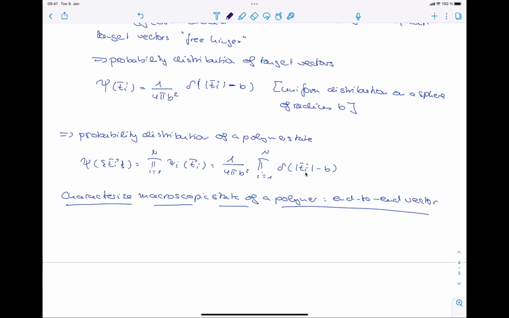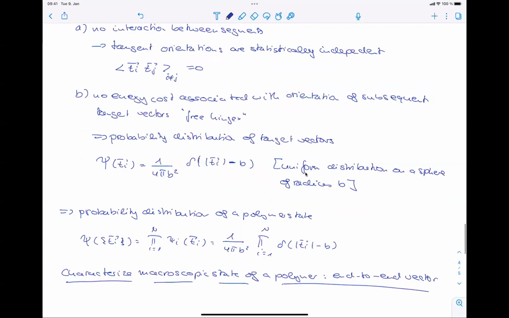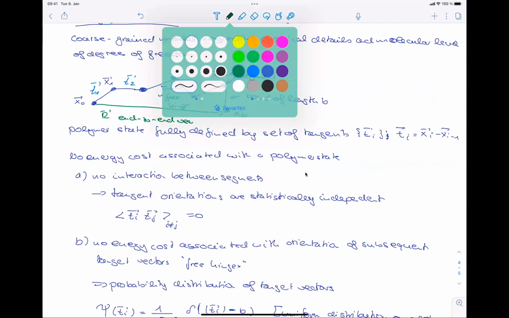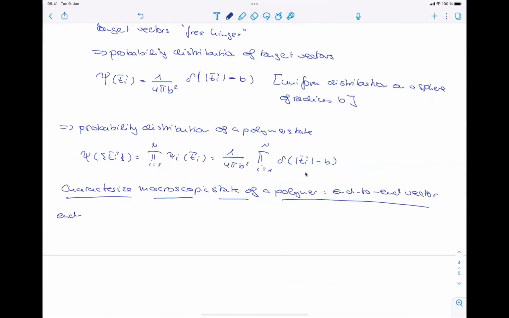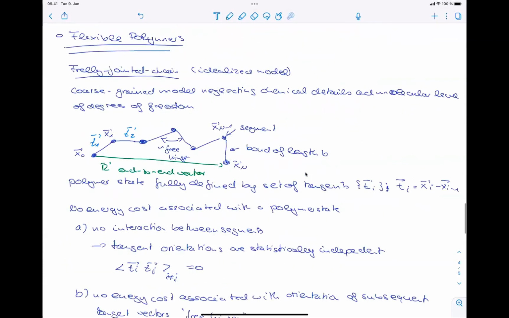In equations, the end-to-end vector is defined as x_n minus x_0. I can basically write that as summing over all the tangents in between, right? So if I just add all these tangents subsequently, this gives me the end-to-end distance.